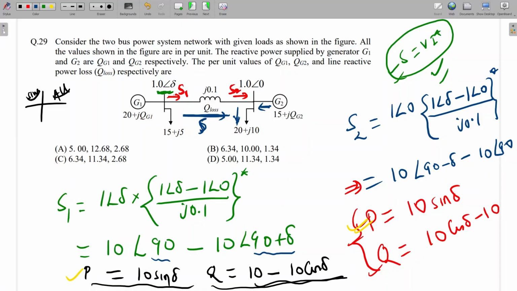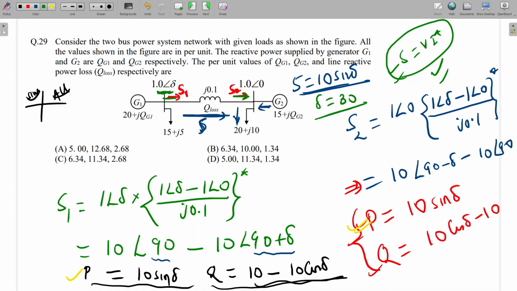So the real power equation on both sides is 10 sine delta. So 5 should be equal to 10 sine delta. Is it correct? This 5 should be either here or here. From here also real power will be 5, here also real power will be 5. So sine delta will be 0.5, so delta will be 30 degrees.